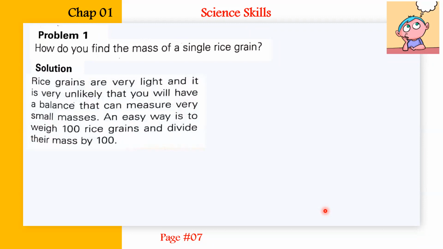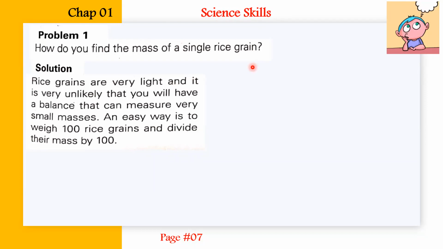Rice grains are very light. We all know that they are so small and so light, and it is very unlikely that you will have a balance that can measure very small masses. Usually we use balances that measure in kilograms. So the mass of the rice grain is very light, and we are unable to find that mass. So what should we do there? We will take 100 rice grains and divide their mass by 100.